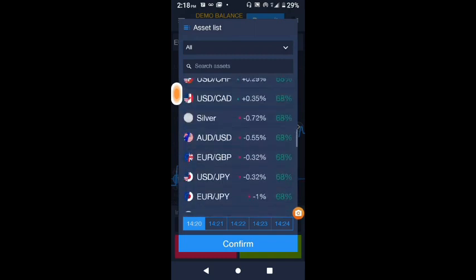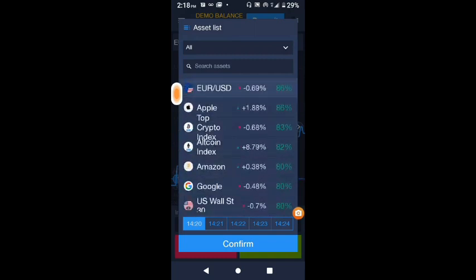I like to trade in Altons. I mean, you can trade in whatever you want. So this is Alton stock, it's going at 82%. I'm going to press Alton and confirm now. This trade is going to take place at 14:20, which is 2:20, another minute from now. It's now 2:19, so in another minute this trade is going to take place.